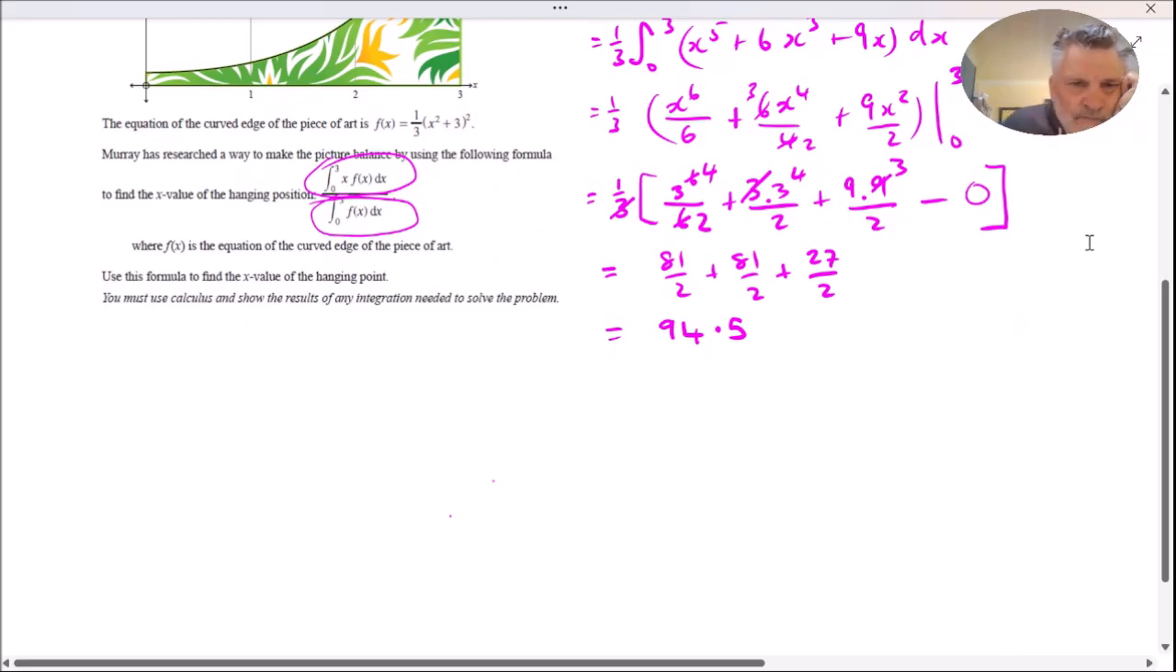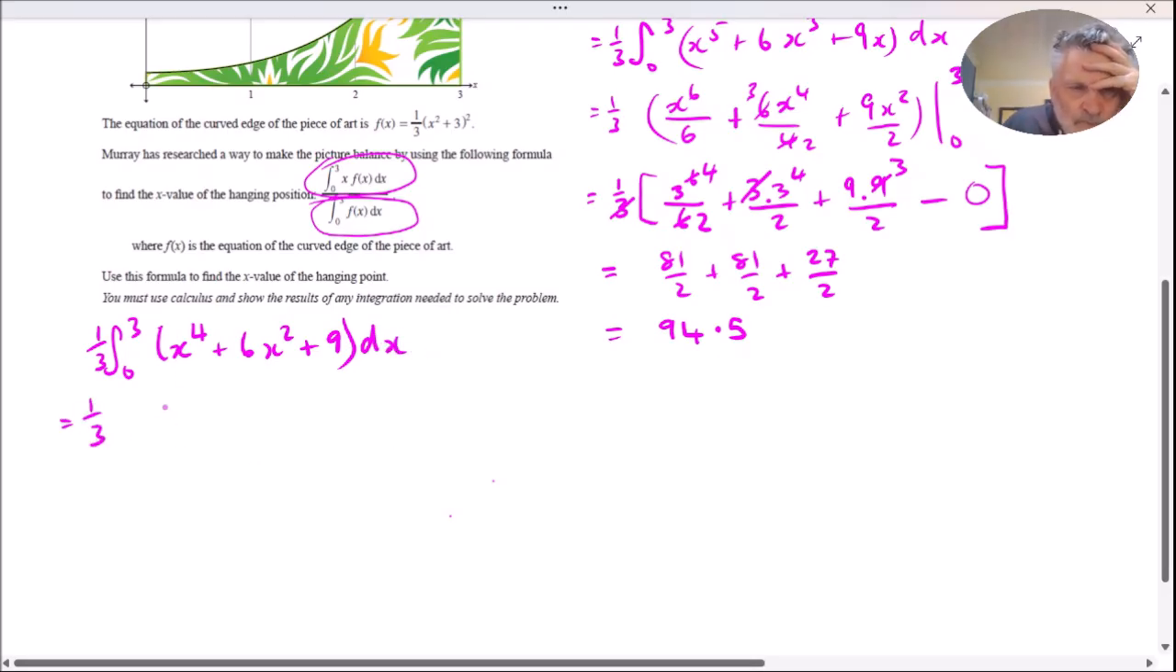For that integral, the integral from 0 to 3, supposedly the simpler one, of 1/3 x squared plus 3 all squared. We've already done that expansion, so let's just skip to what we know and have already done. So we have to calculate this integral.